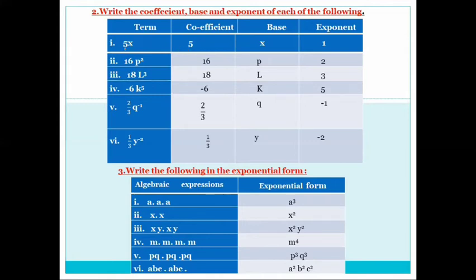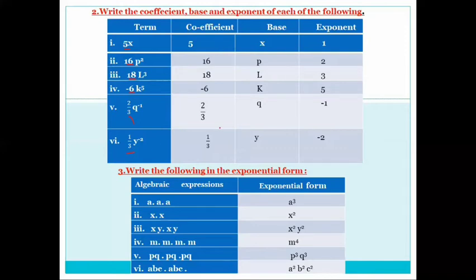Means 5 is the coefficient here. Here 16 is the coefficient, and here 18 is the coefficient. Here minus 6 is the coefficient, and here 2 over 3 is the coefficient, and here 1 over 3 is the coefficient. And for these values I have made 3 columns.